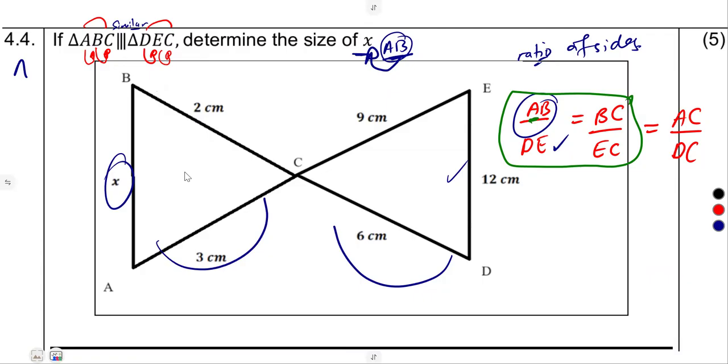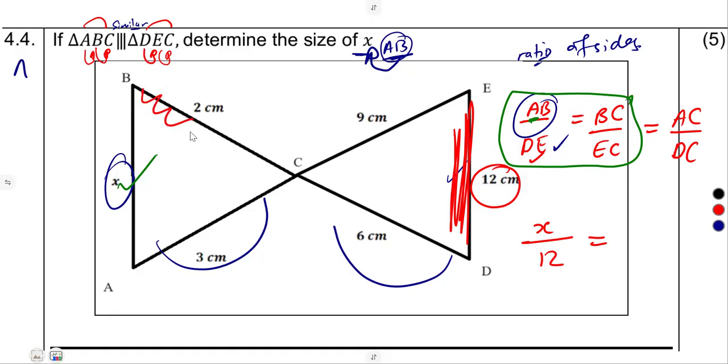So in this case, I'm going to take these two because we have got that one. So AB represents what? Represents X over DE. This is our DE, which is 12. That's equal to BC. From B to C, that is 2. Over EC. From E to C, that is what? That is 9.